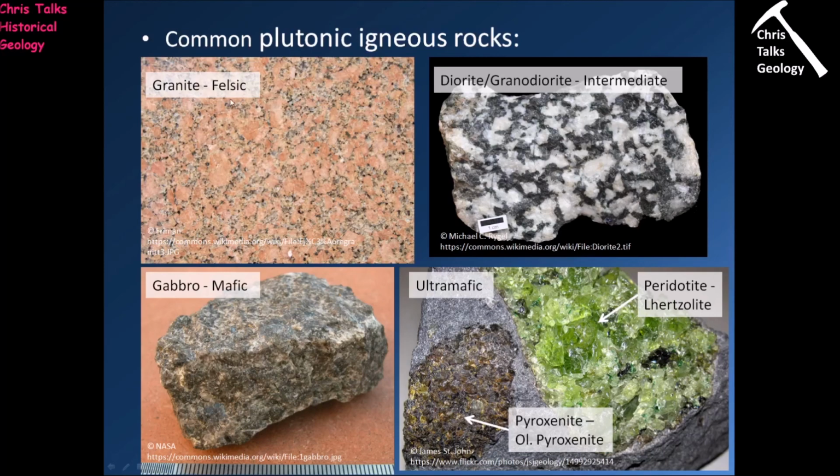If we have a felsic magma that cools slowly, we get a granite. If we have an intermediate magma that cools slowly, we get ourselves a diorite. If we have a mafic magma that cools slowly, we get a gabbro. And if we have an ultramafic magma that cools slowly, we end up with a peridotite. Okay, now the term peridotite is a bucket term. So peridotite includes several different types of rock, things like dunites, lherzolites, pyroxenites. They are all put together under the term peridotite, just for simplicity's sake.